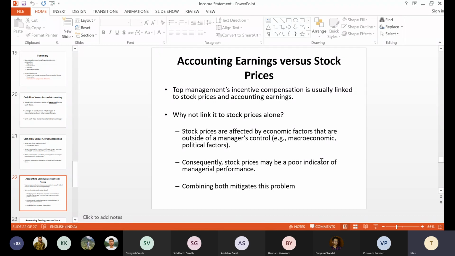So when we decide how to incentivize the top management, it is not linked to stock prices alone. So how can we incentivize the management in a way that is aligned with stock price? Any idea? What kind of incentive is aligned with stock price? Employee stock options. What is that? Just explain.